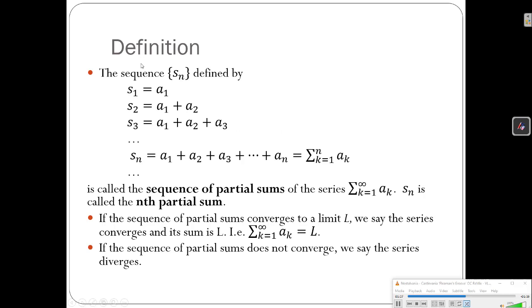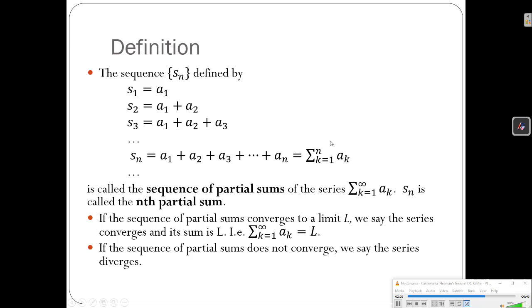This sequence is defined by S1 is the first term, S2 is the sum of the first two terms, S3 is the sum of the first three terms. Each one of these S's is called a partial sum. So the first partial sum only has the first term. The second partial sum has the first two terms. The third partial sum has the first three terms. And the nth partial sum is the sum of the first n terms.